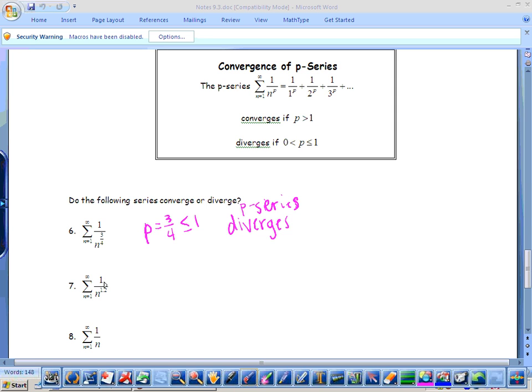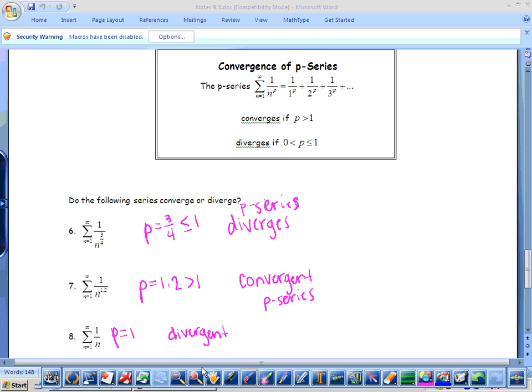All right, so 1 over n to the 1.2. What is your p-value? So p equals 1.2, which is greater than 1, so therefore it's a convergent p-series. So that's probably the best way to write it. Identify your p and then say it's either a convergent or a divergent p-series. All right, 1 over n. In that case, your p-value is 1. So it is a divergent p-series.